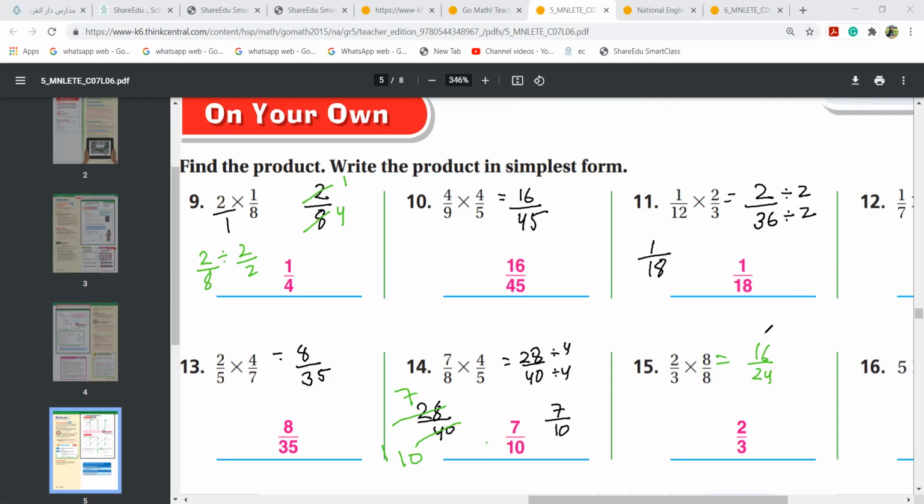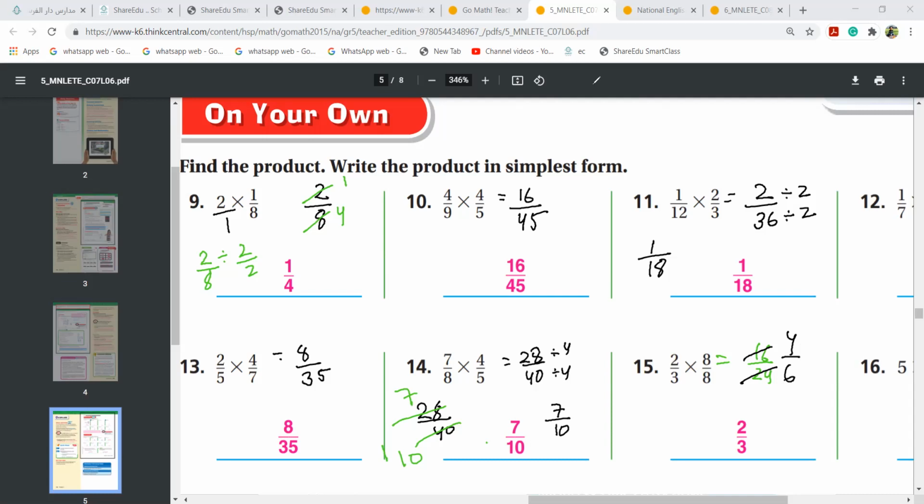Which timetable does it come together in? 16 and 24? Jana, 16 and 24. Which timetable does it come together in? 4. 4 times 4 is 16. 4 times 6 is 24. But still we have 4 over 6.